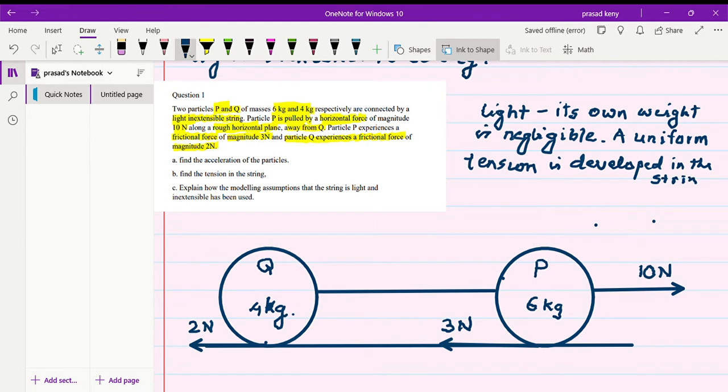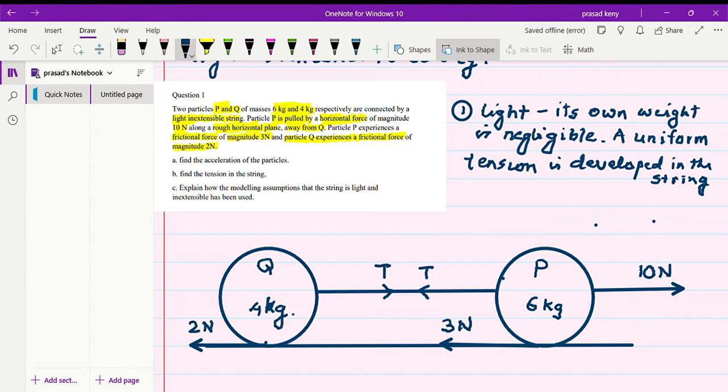And since the particles are pulling each other, there will be a tension T in the string that will be directed from Q to P, and by Newton's third law, equal and opposite tension will be there, which is directed from P to Q. So when I say that string is light, that means its own weight is neglected, and hence, because its weight is not acting on itself, the tension in the string is uniform. That is the first modeling assumption you have made here.